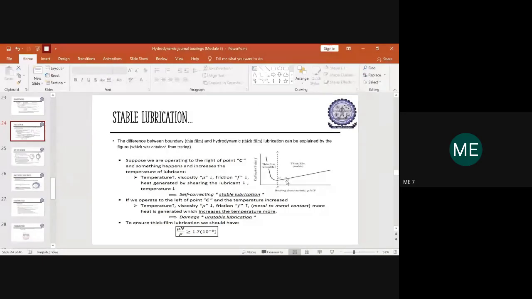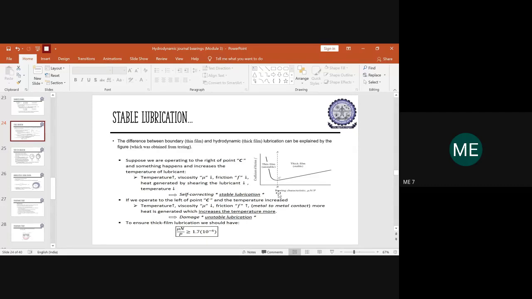Suppose we operate towards the left of point C, meaning you are using a thin film lubrication here. If the temperature is increased, obviously the viscosity comes down, but the friction here increases because it is a very thin film, and the viscousness in the film has reduced further because of high temperature. Due to the reduced thin film, the metal to metal contact will be more as the viscosity comes down and the friction increases. Due to the friction increase, the heat generated also increases, and as a result, it damages the surface of the journal and the bearing. Hence, the lubricant we are using is termed an unstable lubricant.